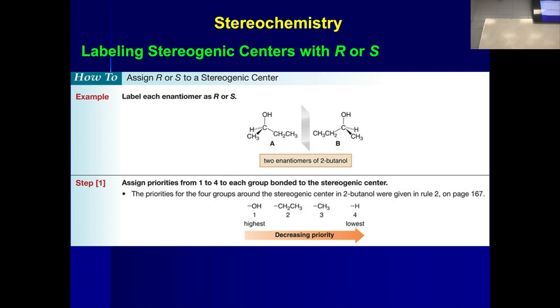The nice thing about building a model, no matter how I rotate things, that center doesn't change unless I break a bond. So it's kind of nice. All right. So now we're going to have to assign priorities, right? So OH is clearly going to be number 1 because oxygen is the highest priority. Hydrogen is going to be number 4. I know this group here, this ethyl group, if you will, is going to be my second priority, and I know this is going to be my third priority. Okay? So I've got the priorities assigned.